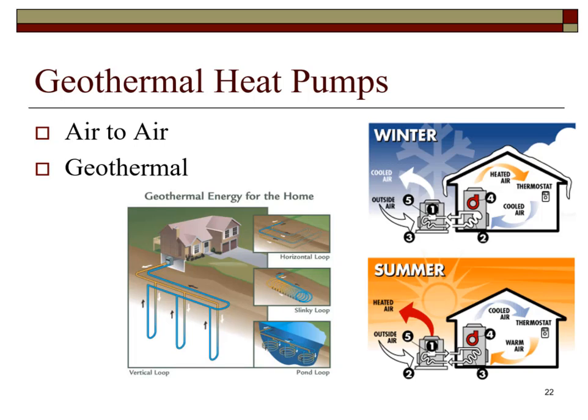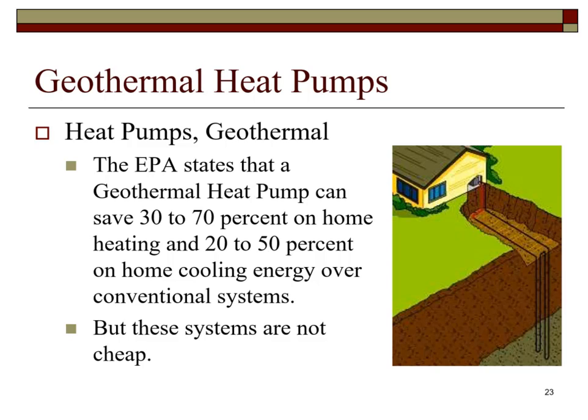Geothermal heat pumps depend on the almost even ground temperature, not the outdoor air temperature, and are therefore much more efficient. And the coil does not have to be defrosted. The EPA states that a geothermal heat pump can save 30 to 70% on home heating and 20 to 30% on the home cooling energy over conventional systems.